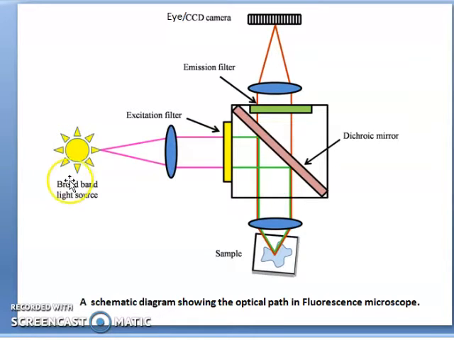Here this is the light source, it's either a xenon or arc lamp. From here light is emitted. As you can see, here is an excitation filter that allows only a particular wavelength of light to pass through it and blocks the rest of the wavelengths. What wavelength it allows depends upon the fluorochrome that you're going to use, that you have tagged with the specimen.